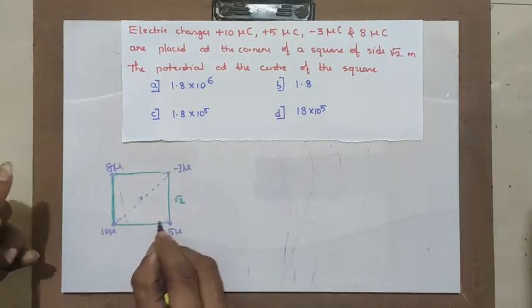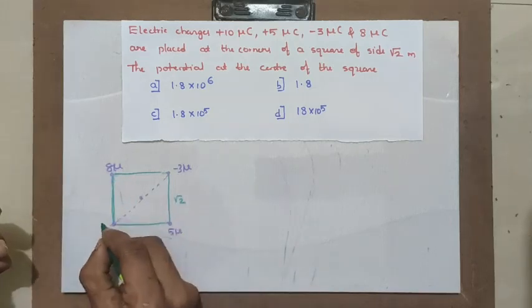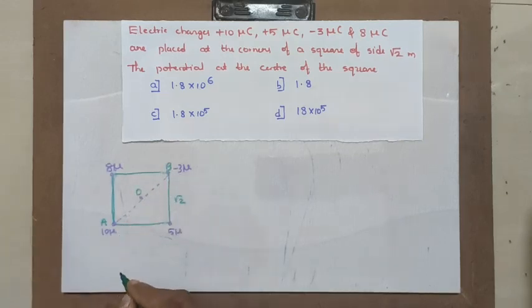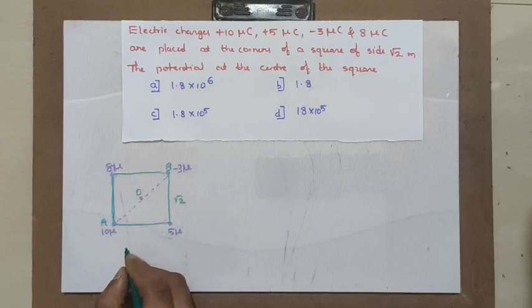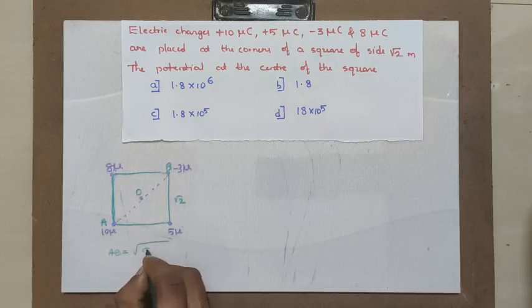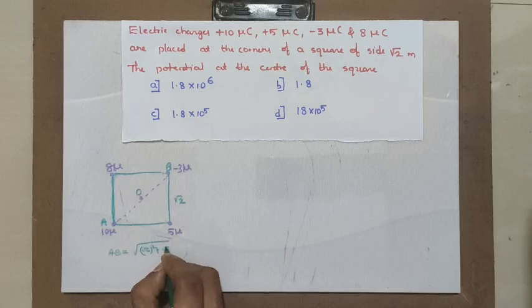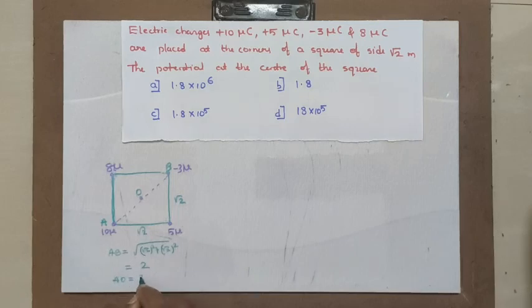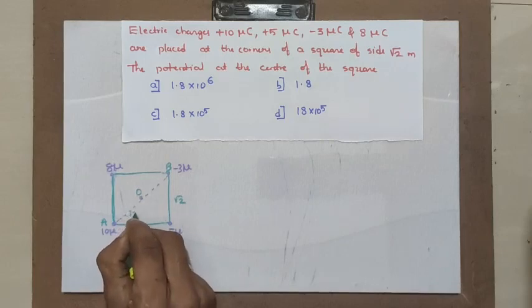Now this side is √2. Let me call the corners A, B and the center O. Obviously the diagonal AB is equal to the square root of √2 squared plus √2 squared, Pythagoras. That becomes root 4, hence it becomes 2. Now AO becomes 2 by 2, which is 1 meter. So this is 1 meter.